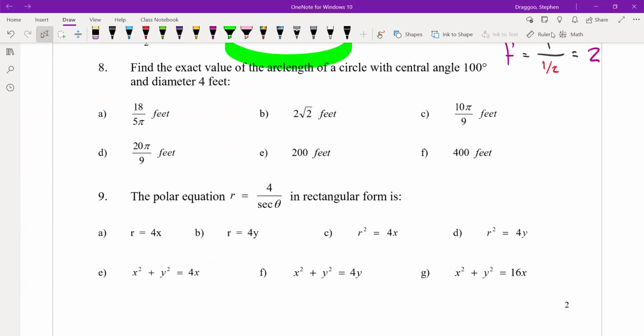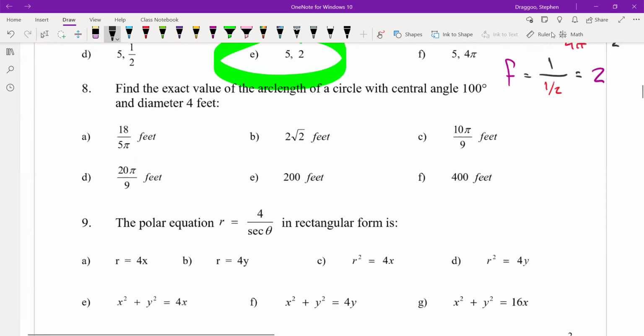And we're going to go back to arc length, something we haven't seen in quite a while. So we want to find the exact value of the arc length of a circle with a central angle of 100 degrees and a diameter of 4 feet. So let's start by going back to the equation for arc length.